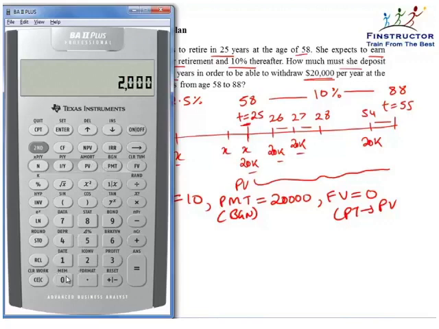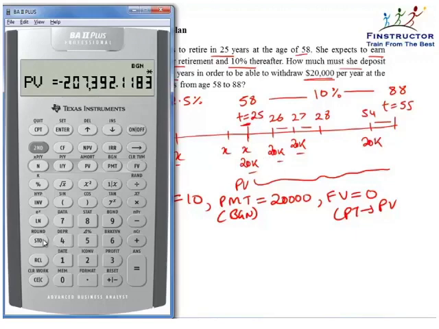Payments are to the tune of $20,000 and 0 is FV. Before I compute PV, please make sure that you change the calculator to the begin mode. Second PMT and second enter. We are in the beginning mode, and now compute PV. So she needs about $207,400 at t equal to 25 in order to be able to make these withdrawals for the rest of her retirement.